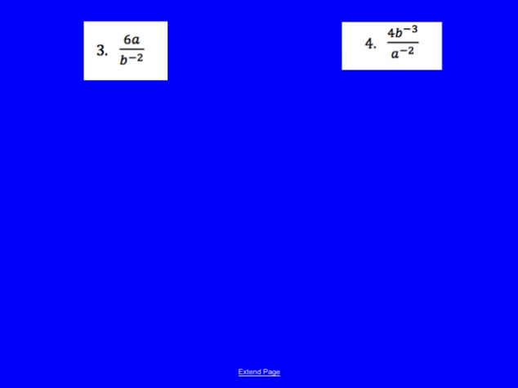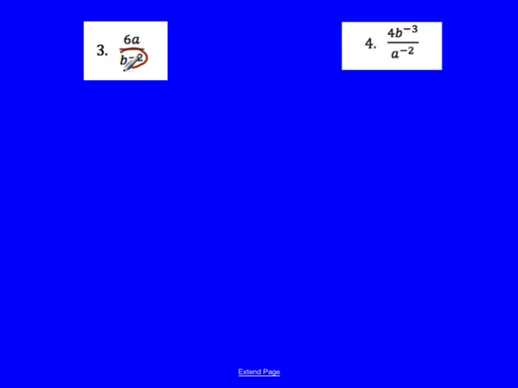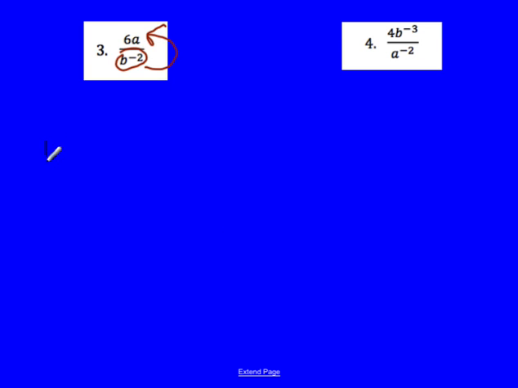Let's take a look at number 3. For number 3, we have b to the negative 2 on the bottom. Since that b is negative on the bottom, we need to flip it up to the top to make it positive. So I have 6a, and now I flipped that b to the top, so it's going to become positive. So I have 6ab squared. Now my bottom disappears. Technically this is over 1, but most students would just write out their answer as 6ab squared as their final answer for number 3.